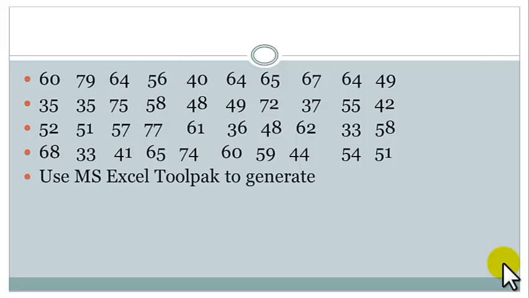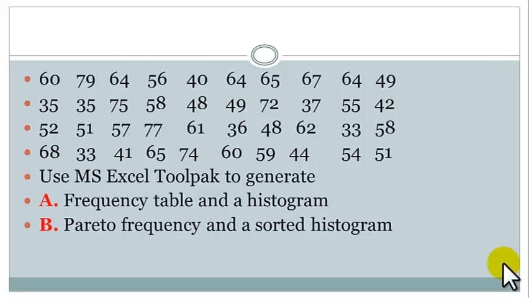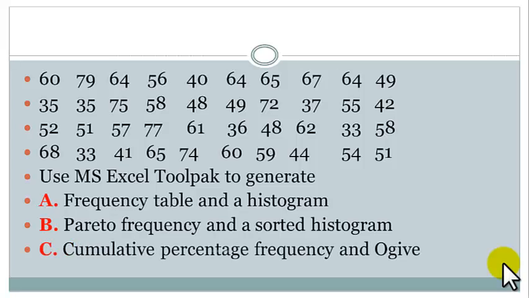Use the Microsoft Excel ToolPak to generate the following: A. Frequency table and a histogram. B. Pareto frequency and a sorted histogram. C. Cumulative percentage frequency and OGIF. Solution.